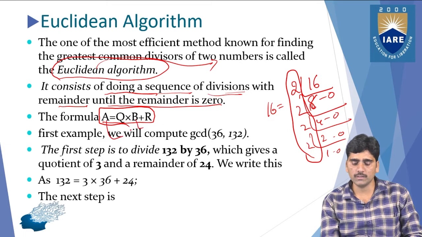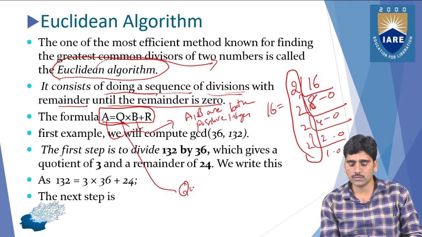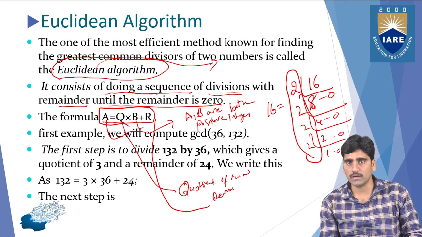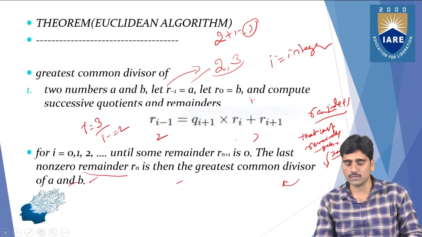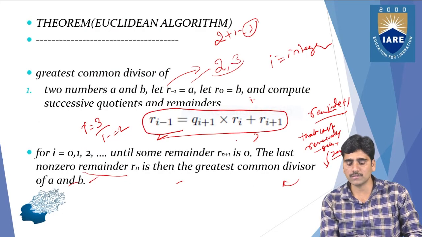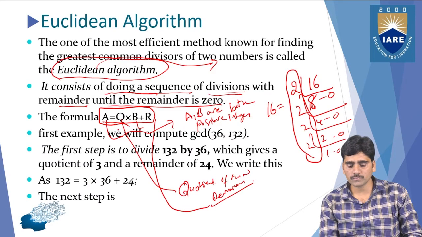Where A, B are both positive integers, Q is the quotient of the number, and R is the remainder. So you can use this formula instead of the technical terms. You can substitute any value in this formula, and you can calculate them with this simple formula. So here we'll see an example.